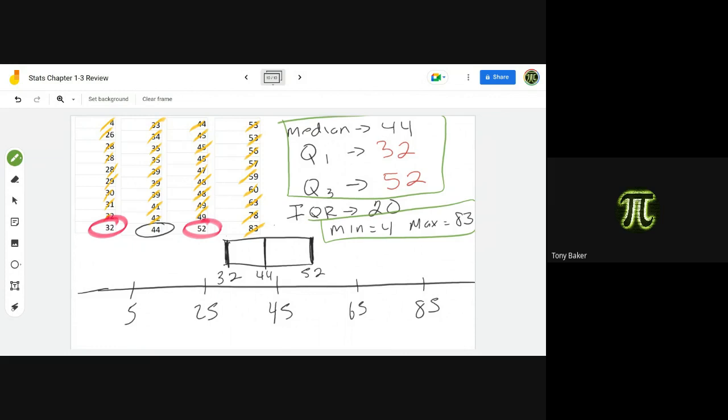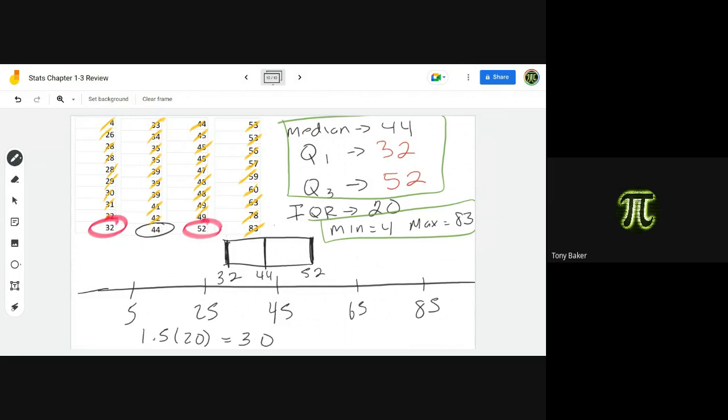When you draw your box and whisker plot, that's where you put the star as an outlier. Do I have an outlier in this case? So how do I find my outliers? It's 1.5 times my interquartile range, right? So my interquartile range is 20. So 1.5 times 20 is 30. So I'm adding and subtracting 30 from my Q1 and my Q3.